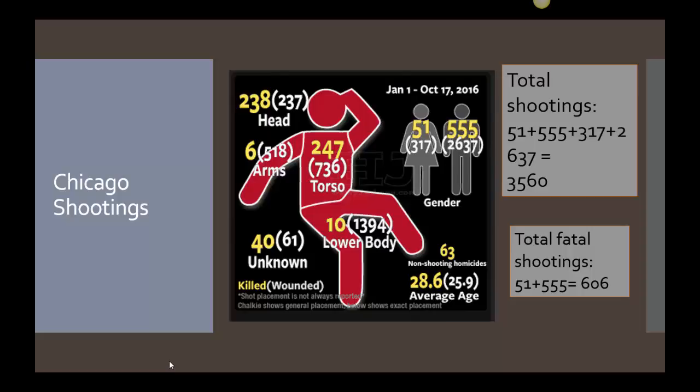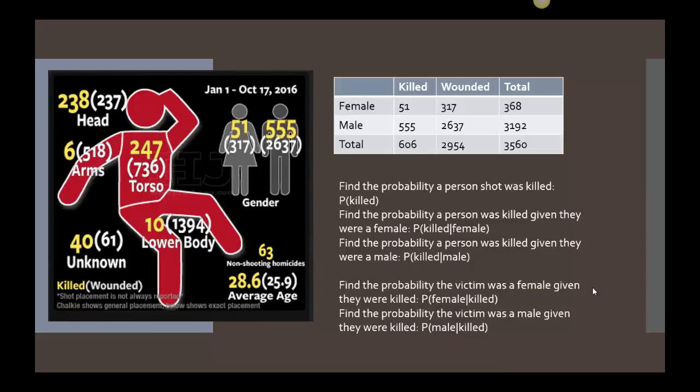And again, if you want to check it out, there's a lot more there than I just pulled one little section of it. So here, these yellows represent fatalities, so people that were killed, and these represent people that were just wounded. So I need to add them all up to get the total number of shootings so far, which gave me 3,560. Really a scary statistic. And then the total fatal shootings, I add the 51 and 55, which gives me 606. Just so we can wrap our heads around the numbers better, I put it into a chart. All right. So we're going to go through and do a bunch of different things to see what happens here.